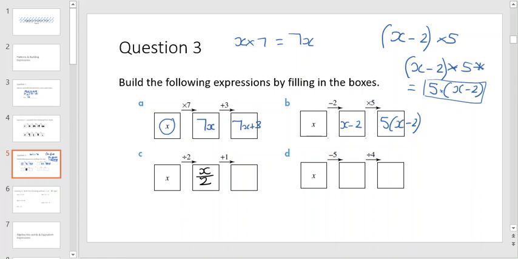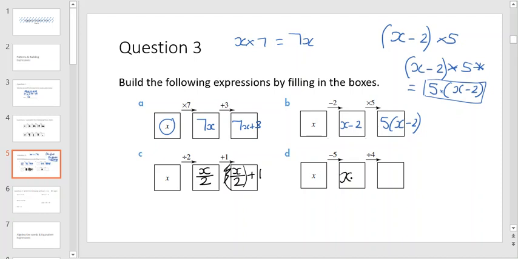We don't have to put brackets because division will come first anyway. So x divided by 2, and then plus 1. And division will come first. If you did have brackets around it like that, that's still correct, but you don't need to have brackets. That's fine. And with D, we've got x take away 5.